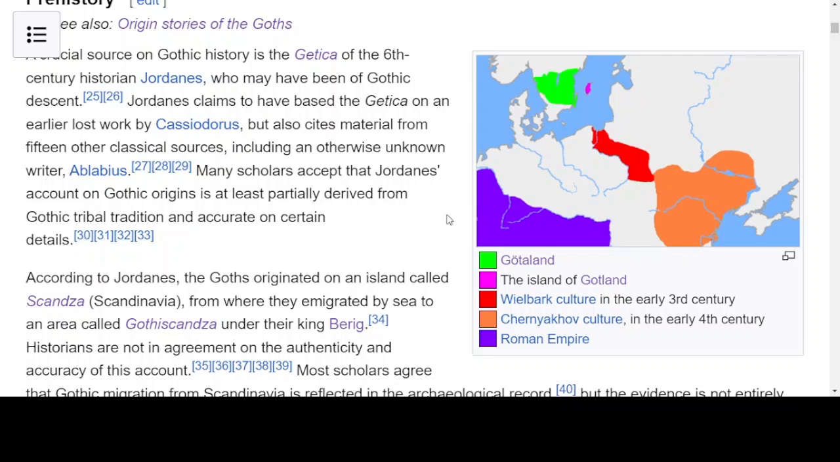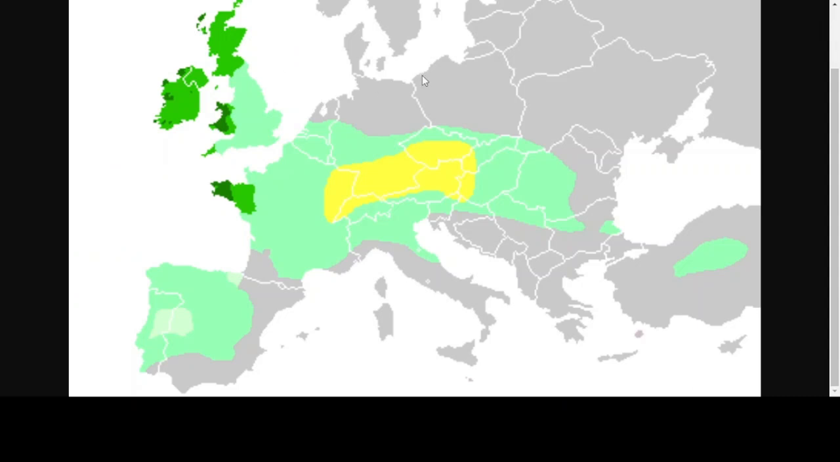So we have the Goths originating in Skansa, according to Jordanes, and then emigrating by sea to an area called Gothiskansa. Now, Gothiskansa is what's being interpreted by the scholars as the Goths coming into this region of the Vbar culture. And this is going to be in the country we know as Poland. I haven't got the map for that, but this country here we know as Poland, and then coming towards the Black Sea as we know it today.